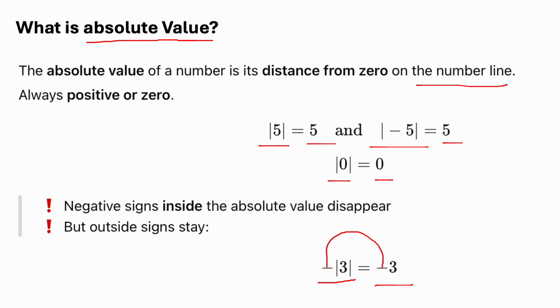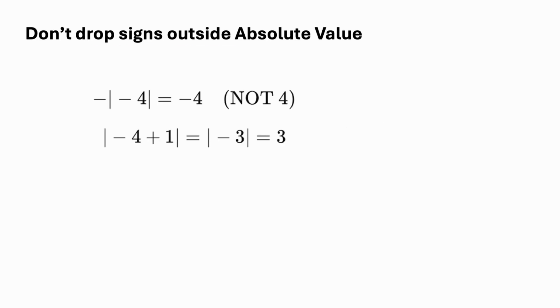Sometimes students make this mistake. So don't drop the sign outside the absolute value. Say minus of the absolute value of minus 4 will be minus 4, not 4. Okay. Similarly, the absolute value of minus 4 plus 1 will be the absolute value of minus 3, and that is 3.